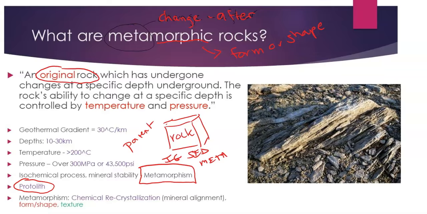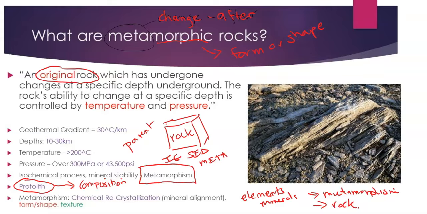So again, the composition of this protolith or parent rock really will define what kind of rock you get after metamorphism, because the different types of elements and minerals that are inside that rock, once they go under metamorphism, will have a certain change or a certain kind of characteristic when they eventually become the new type of rock, which is called metamorphic.